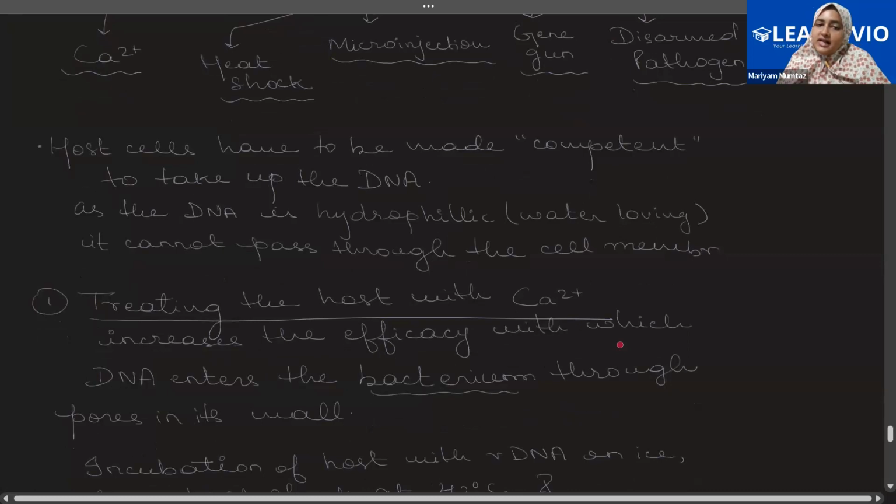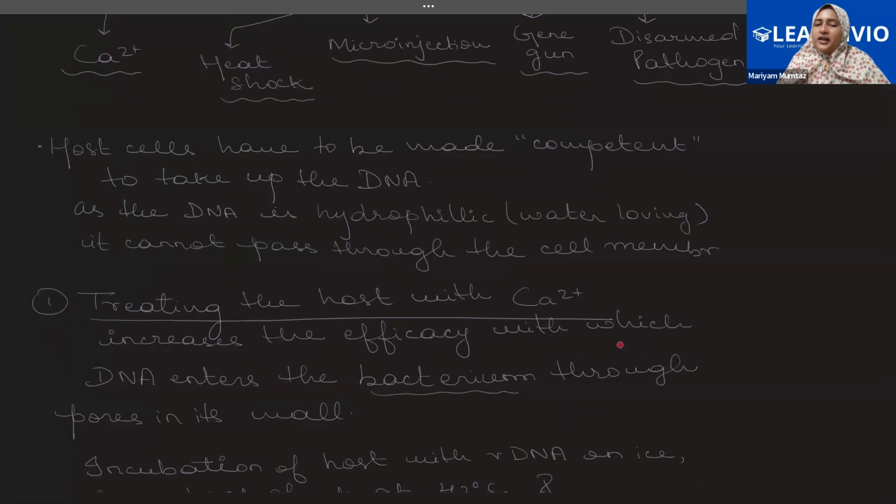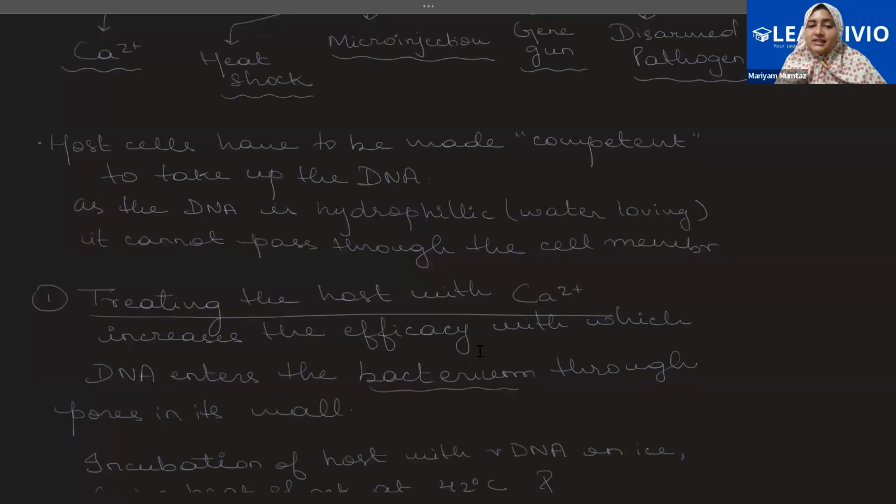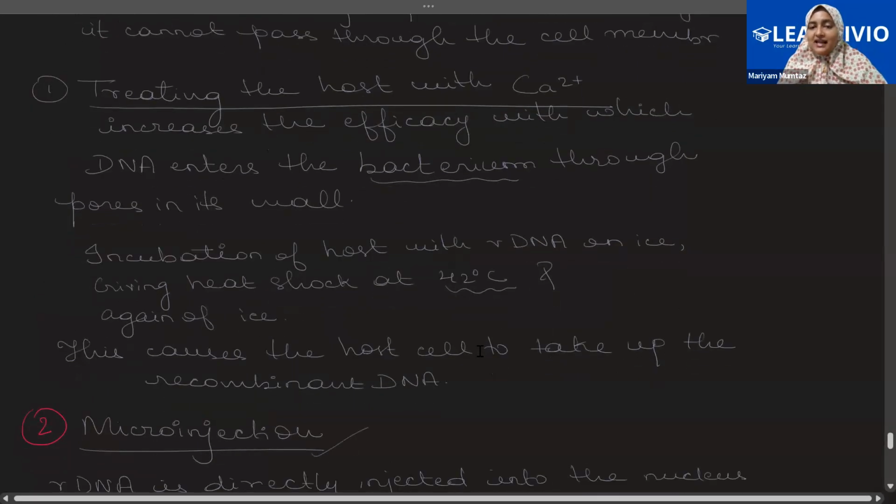See, the host cells have to be made competent to take up the DNA. Competent means to be able to take up the DNA, because we know that DNA is a hydrophilic molecule. It is water loving. So it will not pass through the cell membrane very easily. So to make the DNA pass through the cell membrane easily, what do we do? We make it competent. Now, the first case is treating the host cell with calcium dipositive ion.